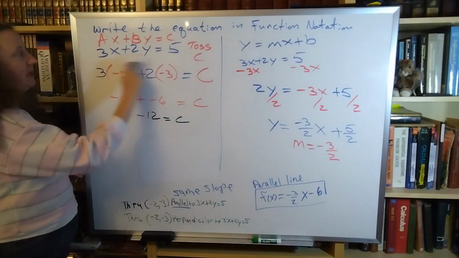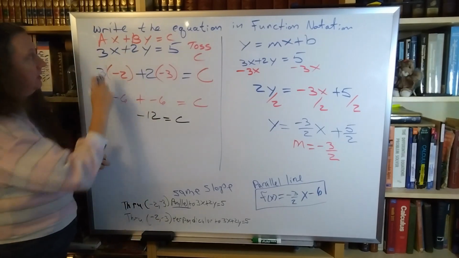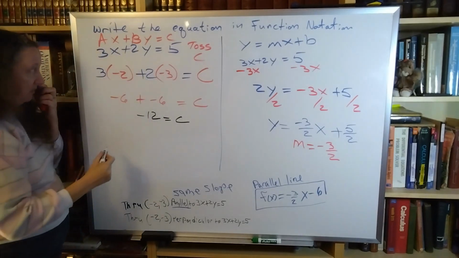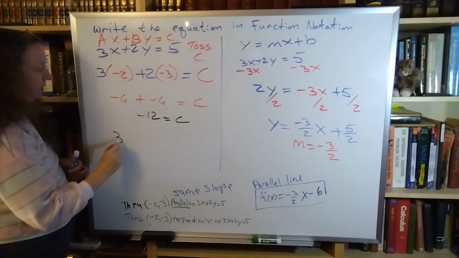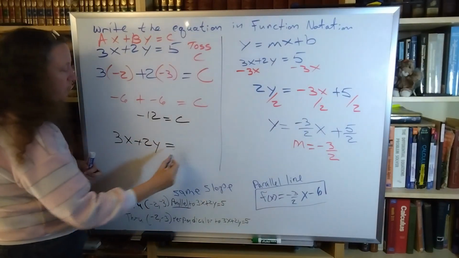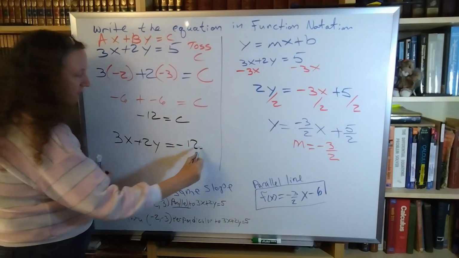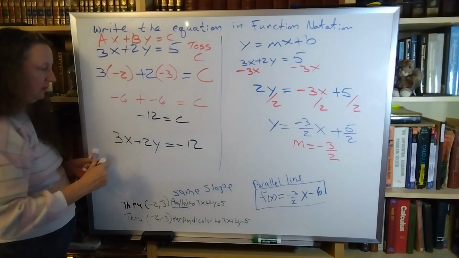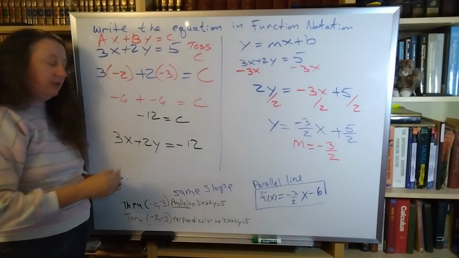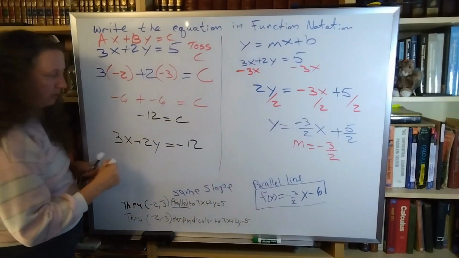And I'm going to rewrite this with the same slope, parallel line, same slope, which means the 3 and the 2 stay the same. So I have 3x plus 2y equals, and I'm going to change c, negative 12. So now, if I were told to write this in standard form, this would be done. This is standard form.